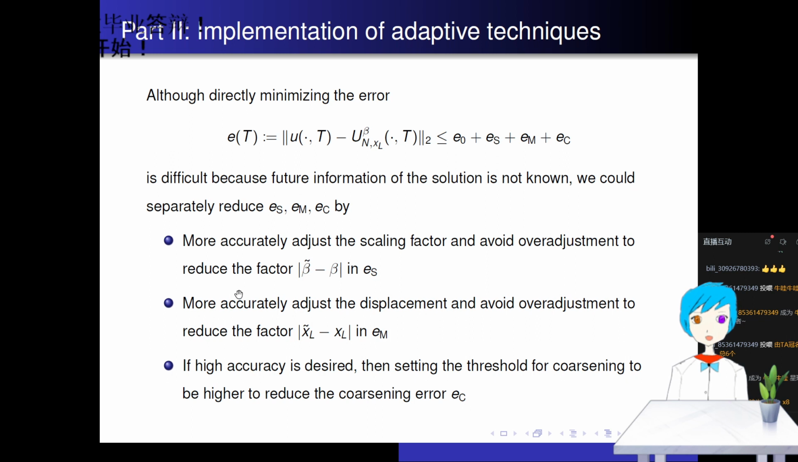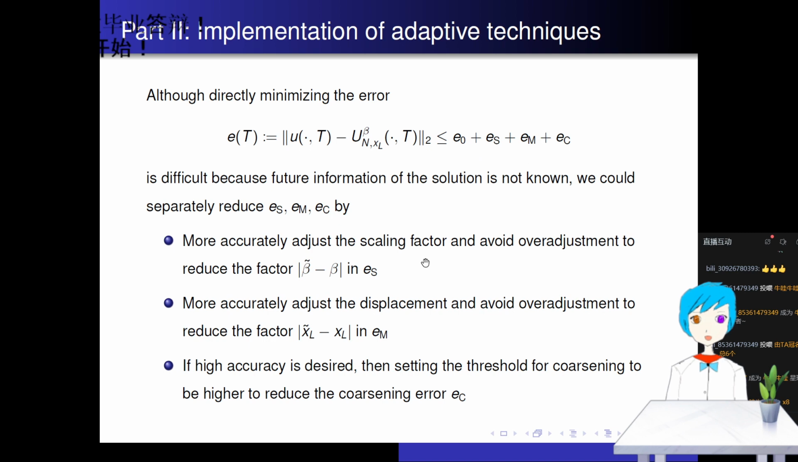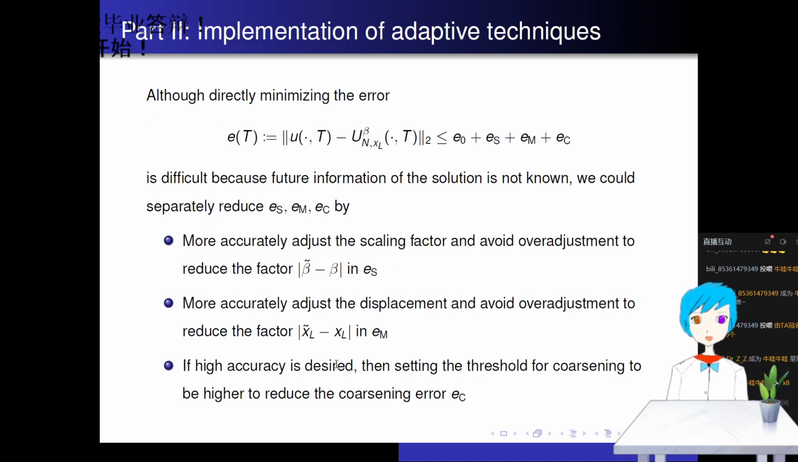Similarly, for moving, if we more accurately adjust the displacement and avoid over-adjustment, we can reduce XL minus XL delta, which is the change in the displacement. We can keep this term small. For coarsening, if high accuracy is desired, then by setting a higher threshold for coarsening, we can reduce the coarsening error. The extreme case is that we do not reduce the expansion order at all, and then we don't have this term, you see.